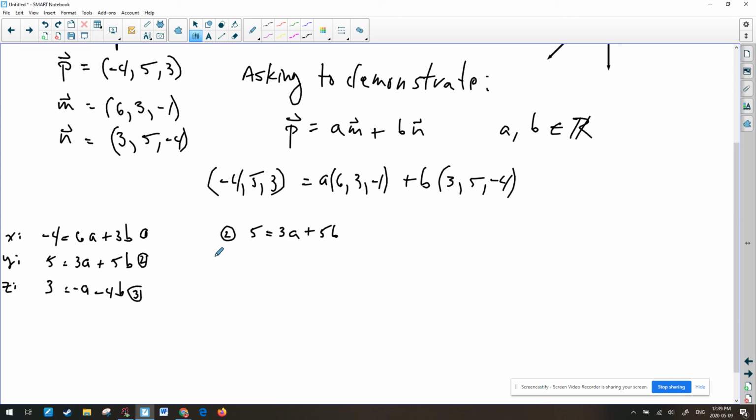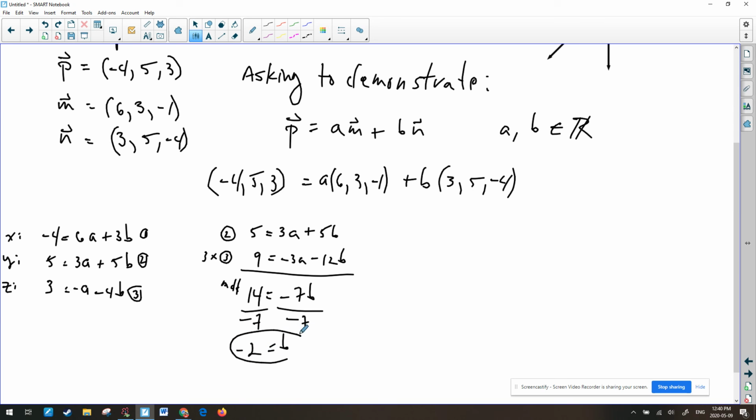Then I'm going to take equation 3 and multiply it by 3. So 3 times equation 3 gives 9 equals negative 3a minus 12b. And then I am going to add. So that would be 14 is equal to negative 7b. Divide both sides by negative 7, and we find out that b is equal to negative 2. So easy peasy, we're all good there.